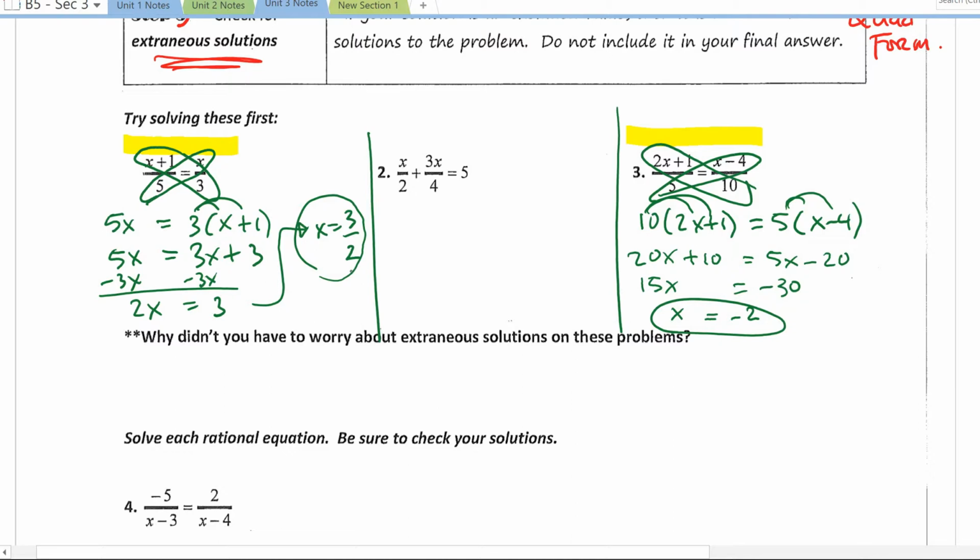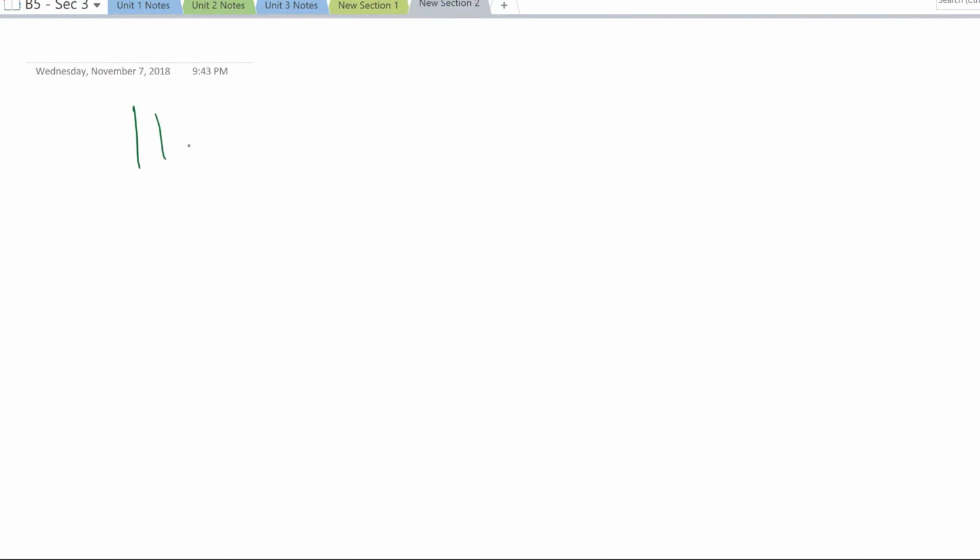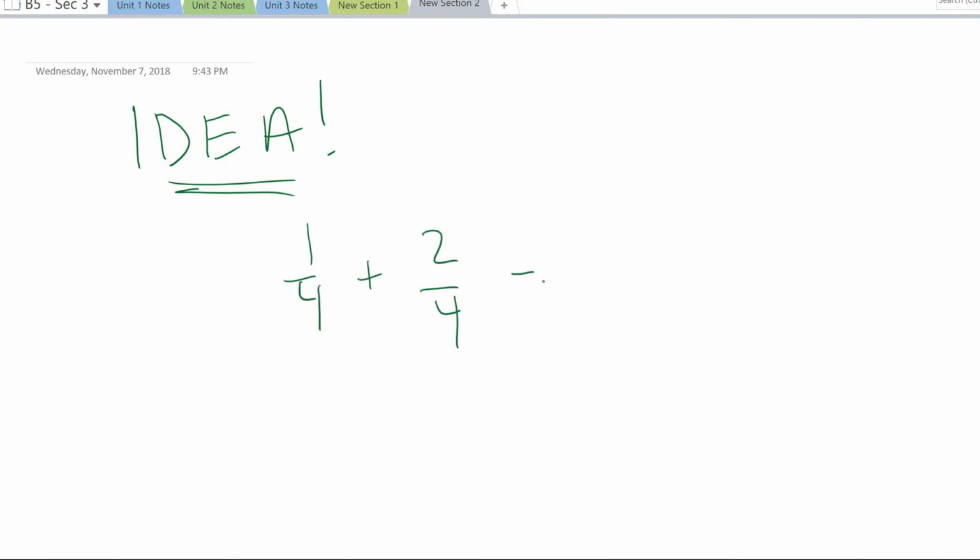Okay, number 2 is a different type of problem. So I want you to think for a minute. You don't need to write this down, just watch. Here's the idea. If I gave you 1/4 plus 2/4 and added those up, it would equal 3/4. This is true because when you add fractions, you have to have a common denominator. So we've got 4, 4, and 4. Then we just add up the numerator. So 1 plus 2 is equal to 3, and then we keep the 4 on the bottom. So this is a true statement. 1/4 plus 2/4 is 3/4.